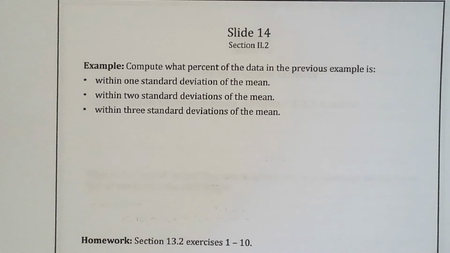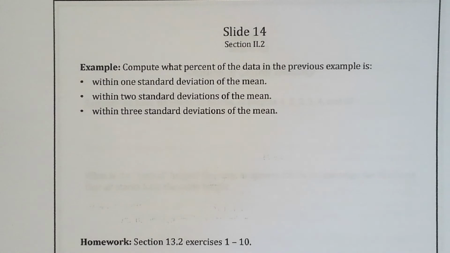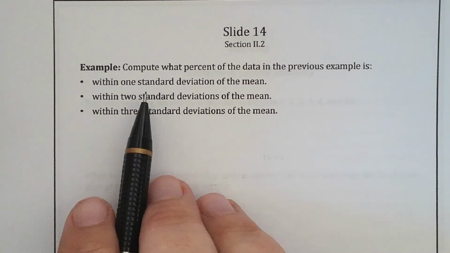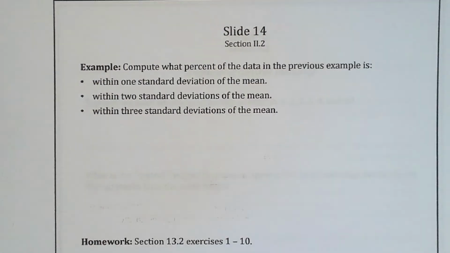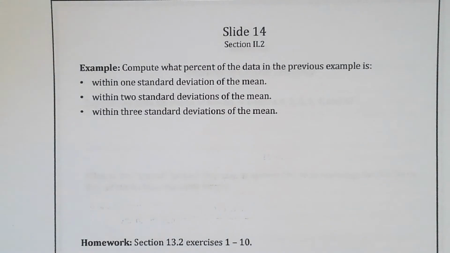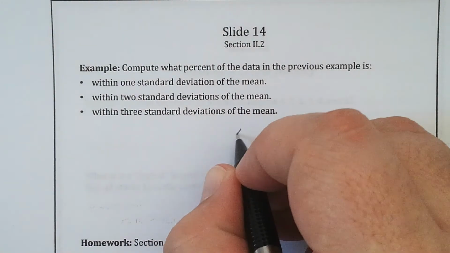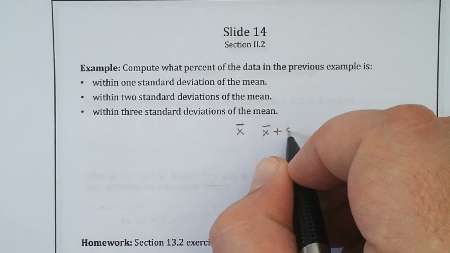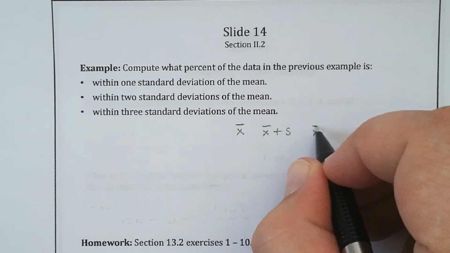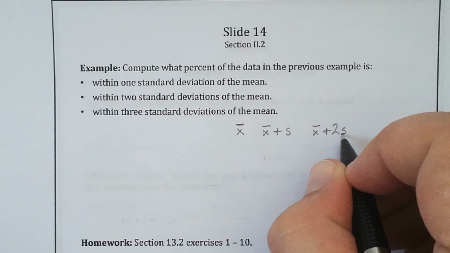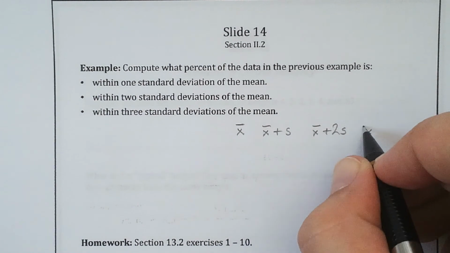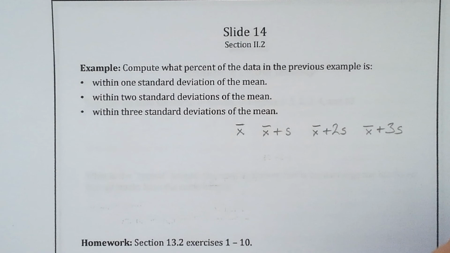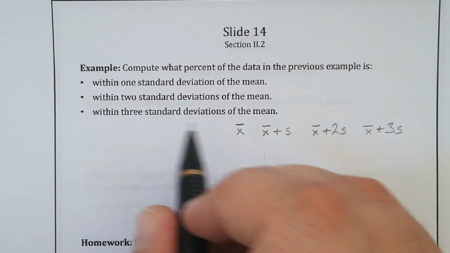Okay, in the previous example, let's compute what percent of the data is within 1 standard deviation of the mean, within 2 standard deviations, and within 3 standard deviations. So what we want to compute, well, we have the mean, and we want to compute the mean plus the standard deviation, the mean plus 2 times the standard deviation, the mean plus 3 times the standard deviation. The same thing in the other direction.